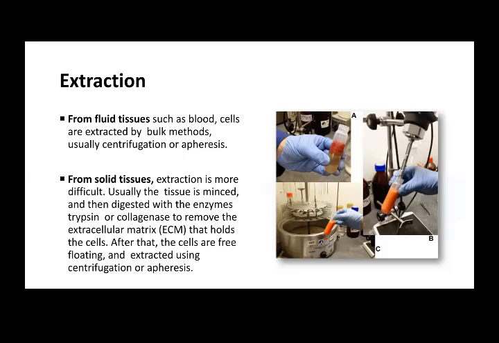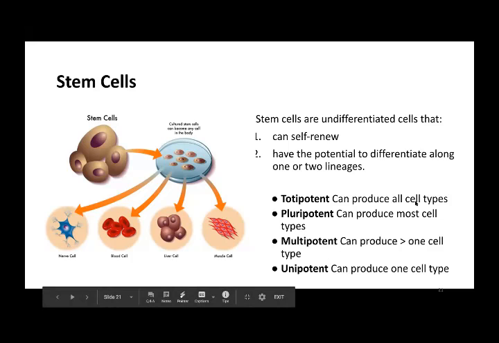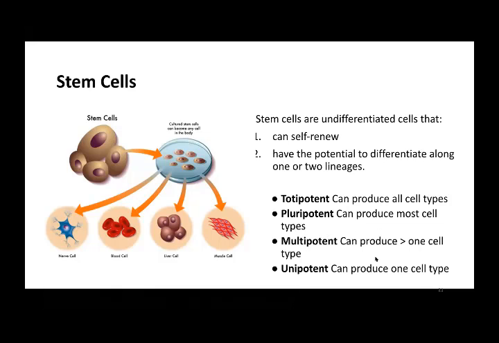We talked about extraction from fluid tissues, and then we talked about stem cells, that they're the undifferentiated cells that can self-renew and have the potential to differentiate along one or two lineages. And we talked about their efficacy: totipotent, can produce all cell types; pluripotent, can produce most; multipotent, can produce more than one; unipotent, can produce only one.